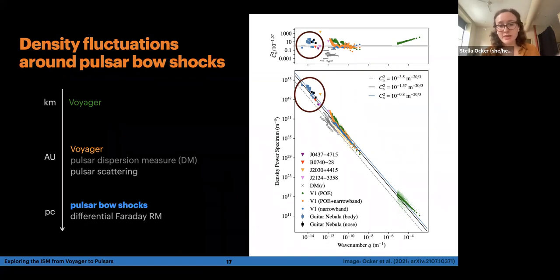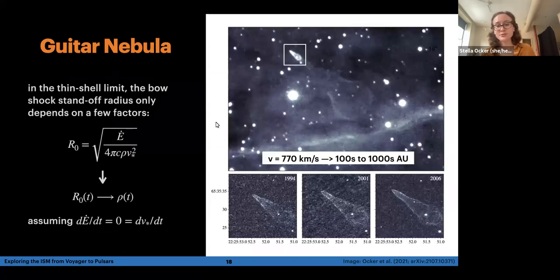One of the main bow shocks that we use to do this is called the Guitar Nebula. The Guitar Nebula is the bow shock produced by pulsar B2224+65. This image on the right shows the entire nebula in H-alpha as imaged by Palomar. And here on the bottom, I'm showing you 3 images of the bow shock nose, as indicated by this white square. These images were taken by Hubble in 1994, 2001, and 2006.